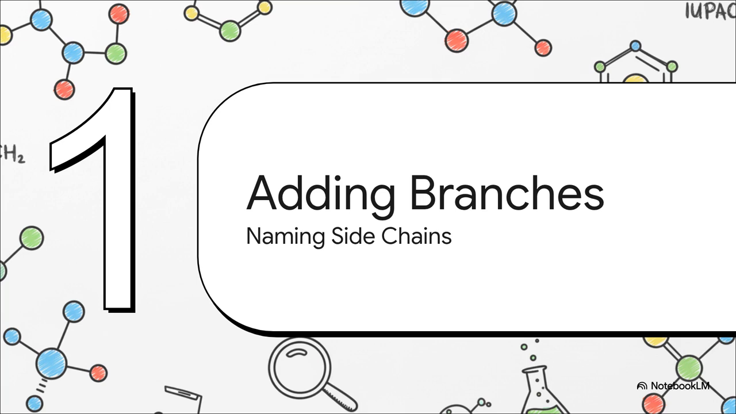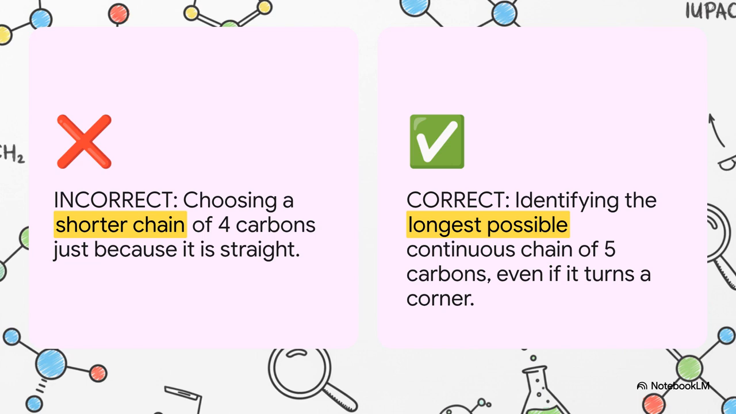In chemistry, we call these branches or substituents, and there are 2 really simple rules we follow to make sure we name them correctly every time. Rule number 1 is the longest chain rule. Your first job always is to find the longest continuous path of carbons you possibly can. Now, it can be really tempting to just follow the straight line, but if making a turn gives you a longer chain, then that becomes your main chain.